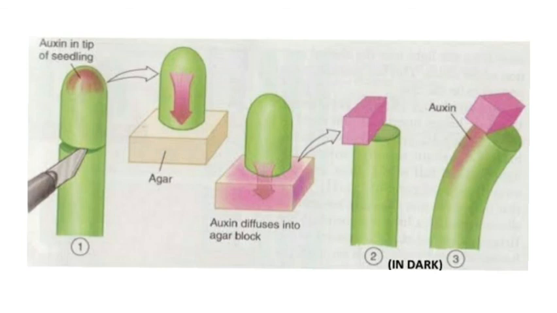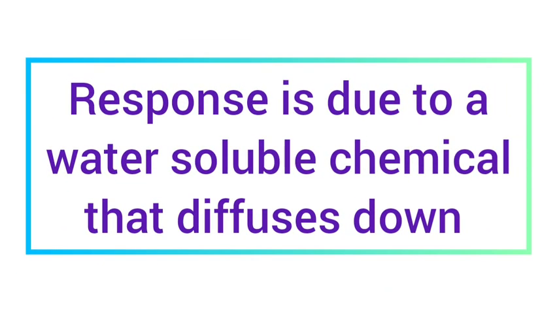A third scientist cut the tips of coleoptiles and placed them in the dark on agar blocks. He thought the agar would absorb the growth-promoting chemical. He then placed the agar blocks on the tipless coleoptiles. When the agar block was centered on the top, the coleoptile grew straight. If the agar block was offset, the chemical would have uneven distribution and the shoot would curve. This proved that the response was due to a water-soluble chemical that diffuses from the tip of the plant down to the side of the coleoptile, causing it to curve towards the light.